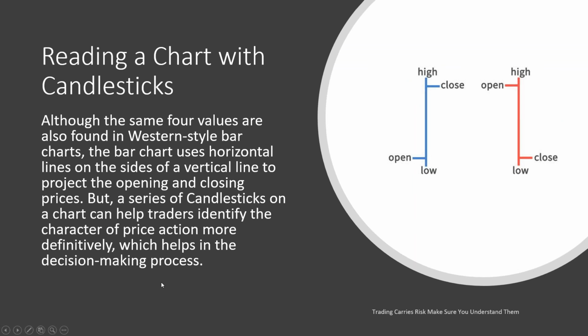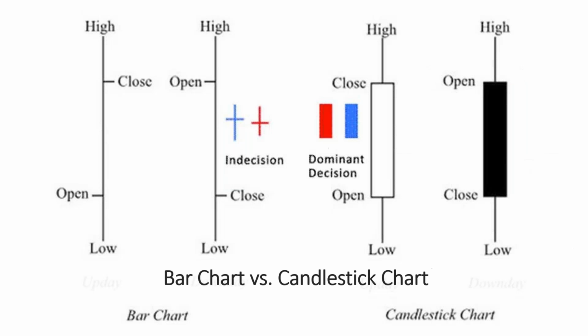So although the same 4 values are found in the Western style bar charts, the bar chart uses horizontal lines on the side of a vertical line to project the open and closing prices. But a series of candlesticks on a chart can help traders identify the character of price action more definitively, which helps in the process of decision making.